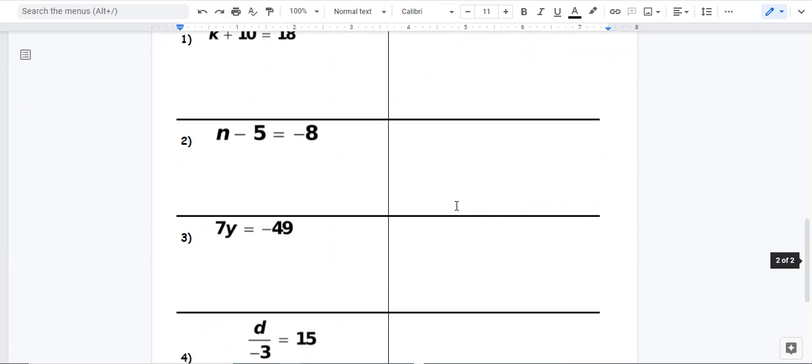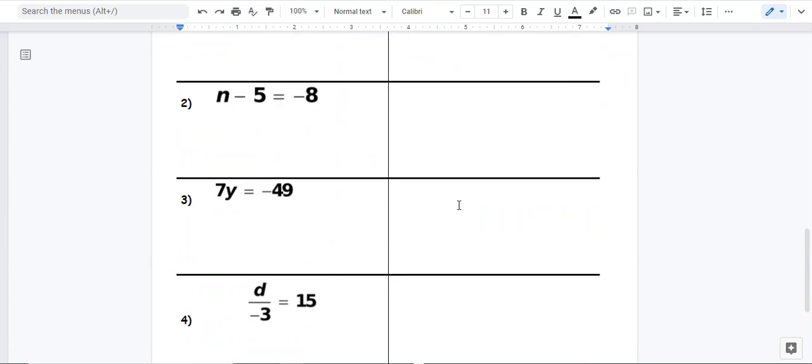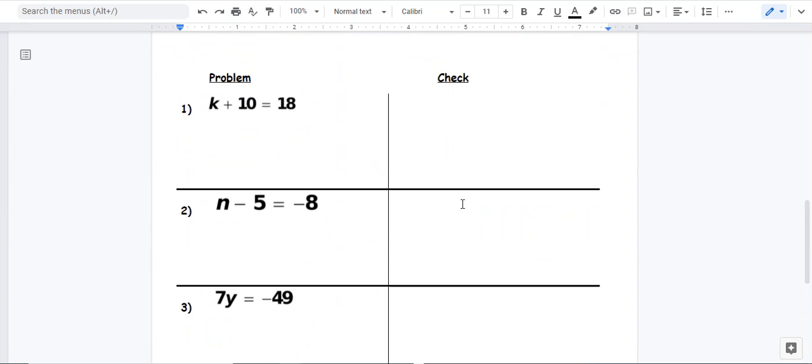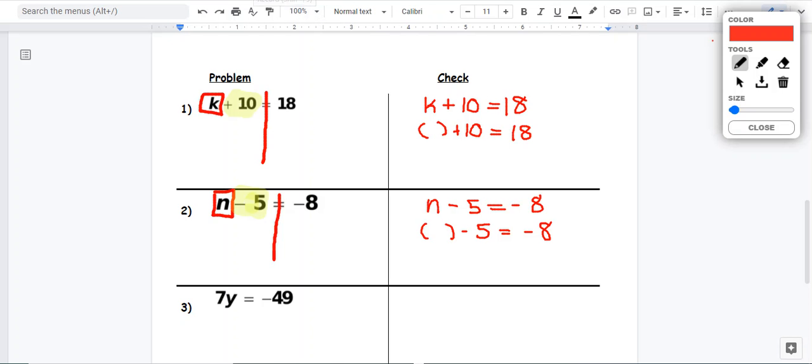All right, let's try some problems on the back and see how you do. Go ahead and try problems 1 and 2 by yourself, and then we'll check them together. Okay, so looking at the first two problems, you should have it set up the same way that I did. You box the variable, and you draw a line down the middle.